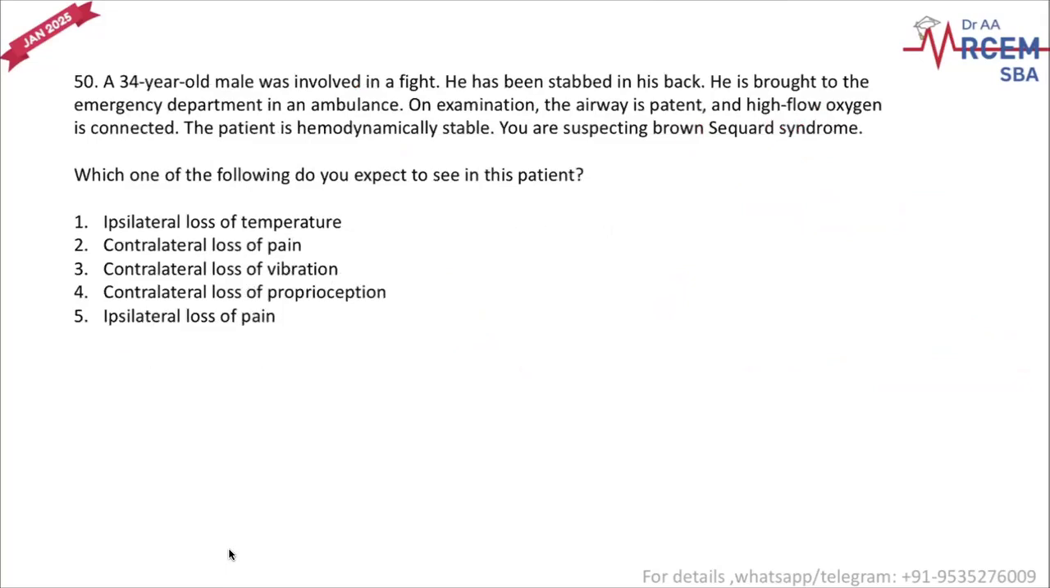A 34 years old male was involved in a fight. He was stabbed in his back. He is brought to the emergency department in an ambulance. On examination, the airway is patent, high flow oxygen is connected. The patient is immediately stable. You are suspecting Brown-Sequard syndrome. Which one of the following do you expect to see?